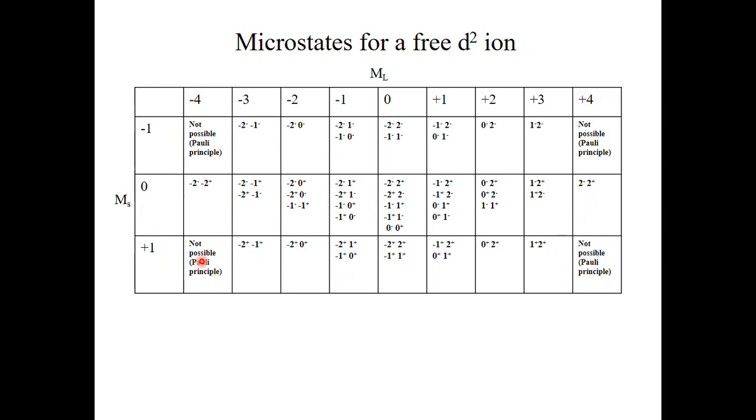Okay, but for all the other combinations, there is at least one combination being possible. So you see that for some combinations, there's only one possibility. For instance, for the combination of ML -4 and 0, only one combination is possible in which both electrons have an ML value of -2, which adds up to -4.